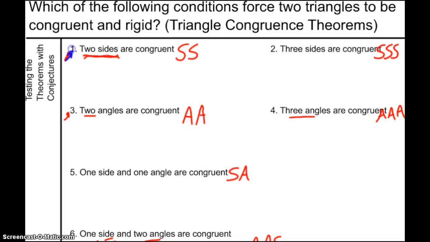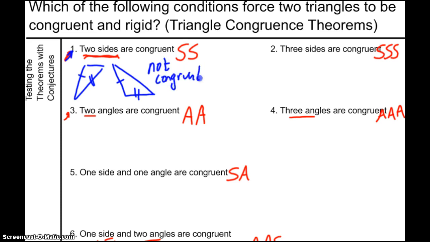So, number 1, two sides are congruent. Let's draw a quick picture here. This is kind of my first little pasta triangle, and my second pasta triangle is much bigger. And these are definitely not congruent, so these are not congruent or rigid.